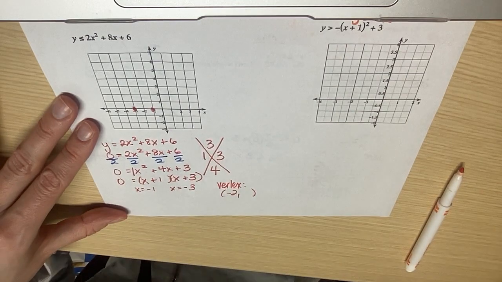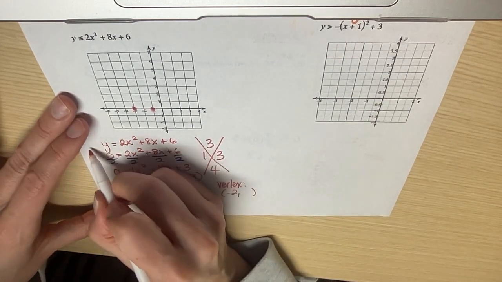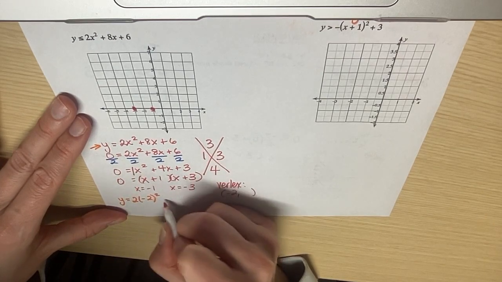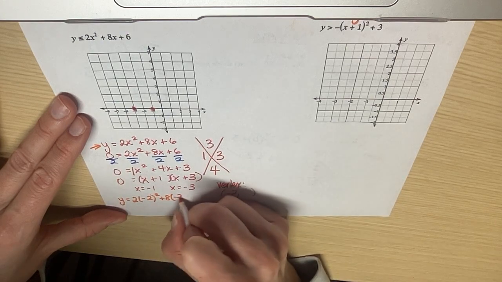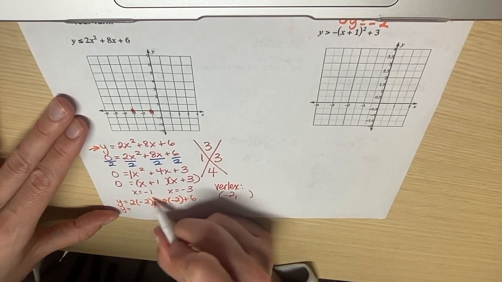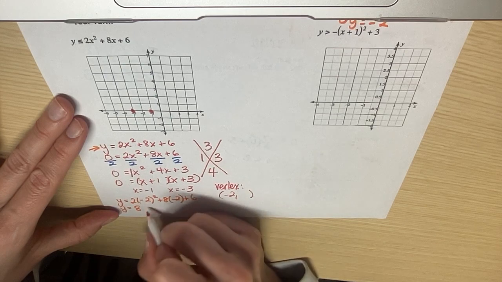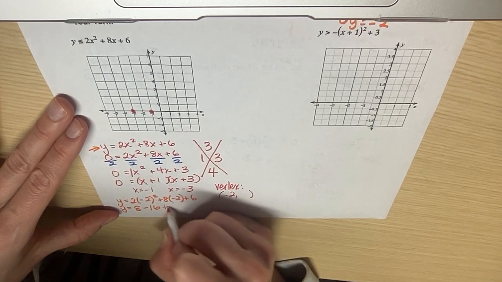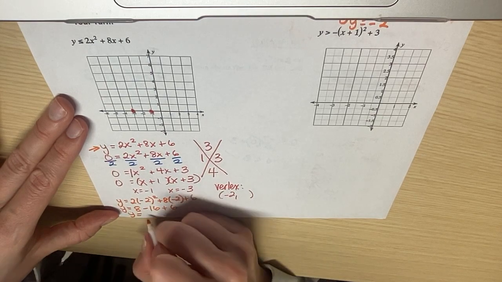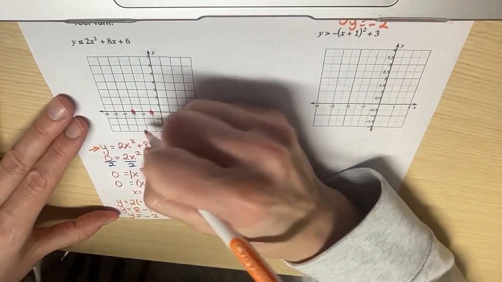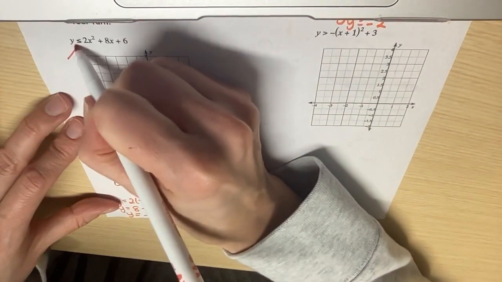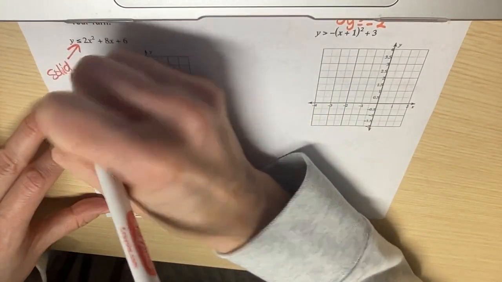But we still don't know why. So we're going to take that -2 and we're going to sub it back into our original equation. I am not going to sub it into the factored equation. I'm subbing it into the original. So -2 squared is +4 times 2 is 8. 8 times -2 is -16. So 8 minus 16 is -8, plus 6 is -2. So -2, -2 for our vertex. And it is less than or equal to, so solid parabola.